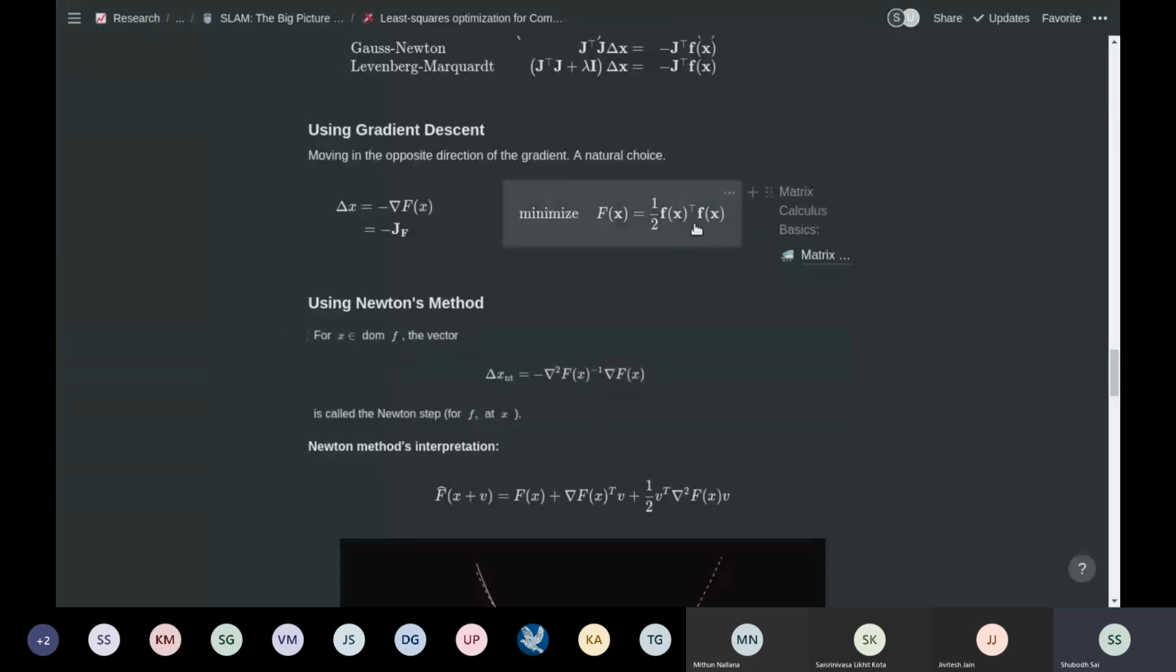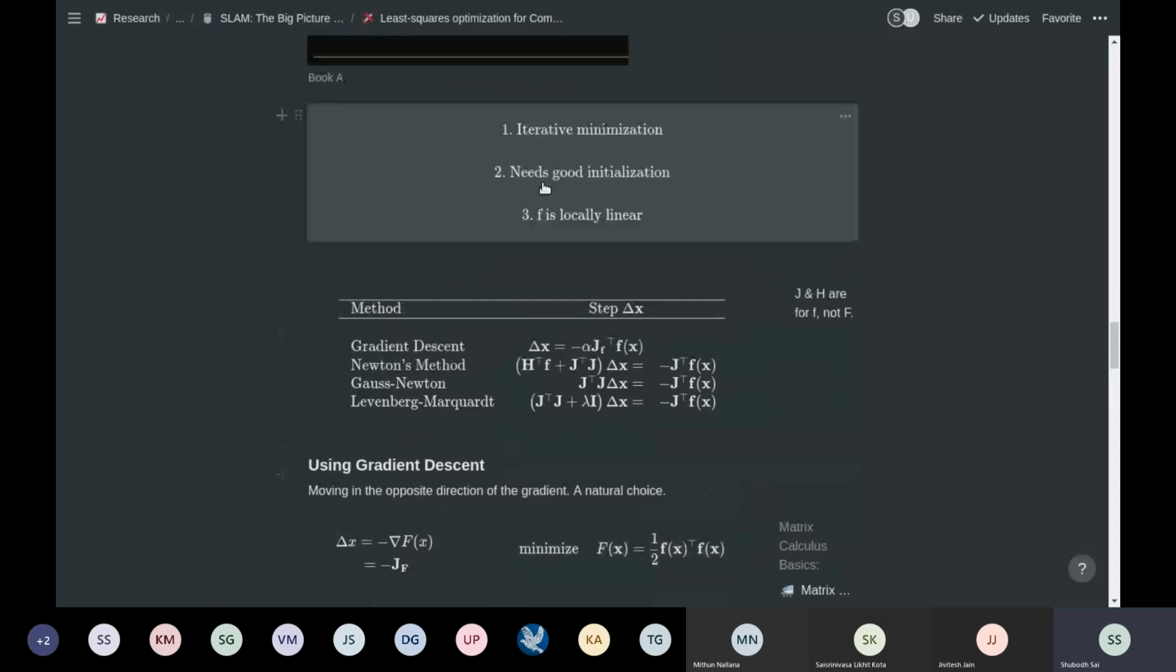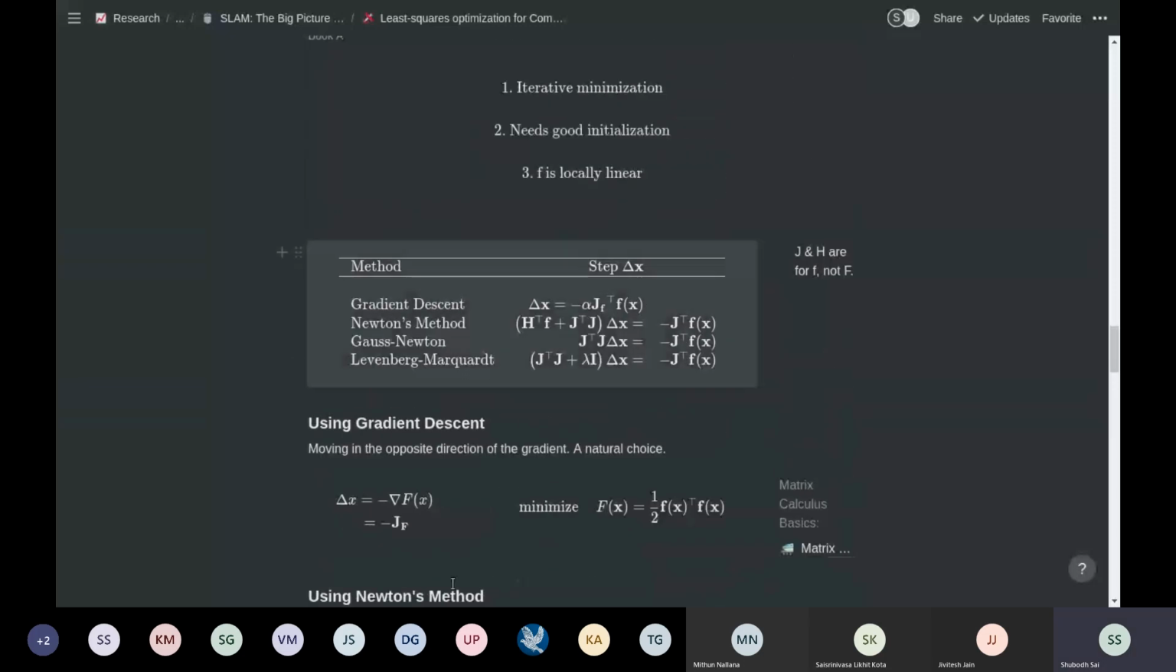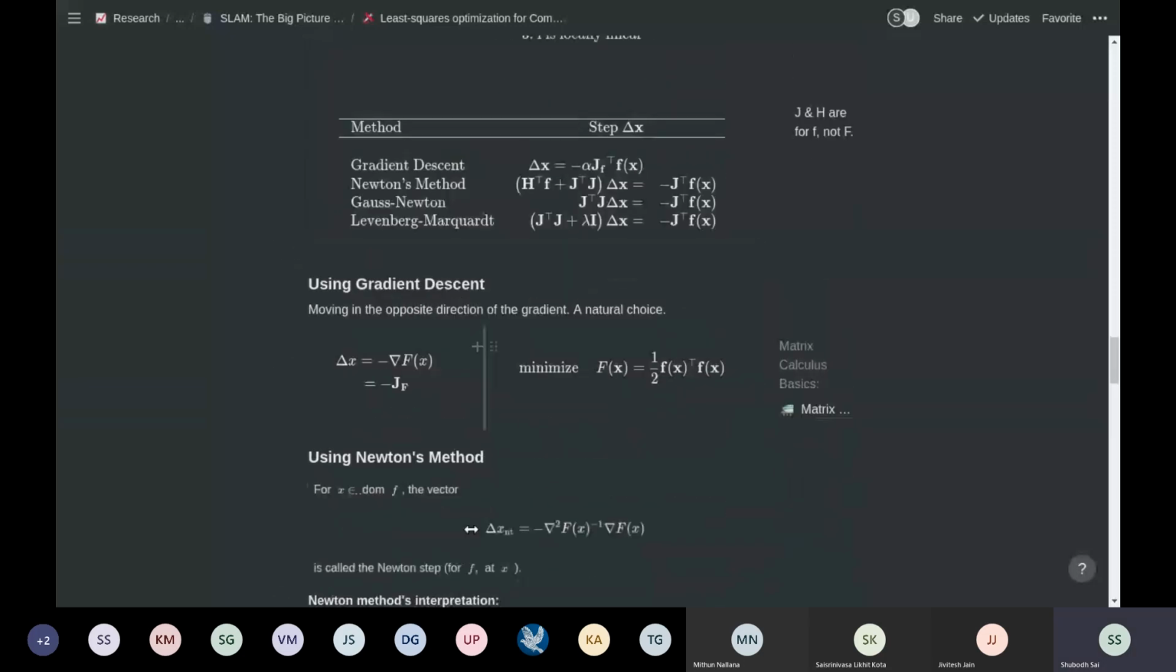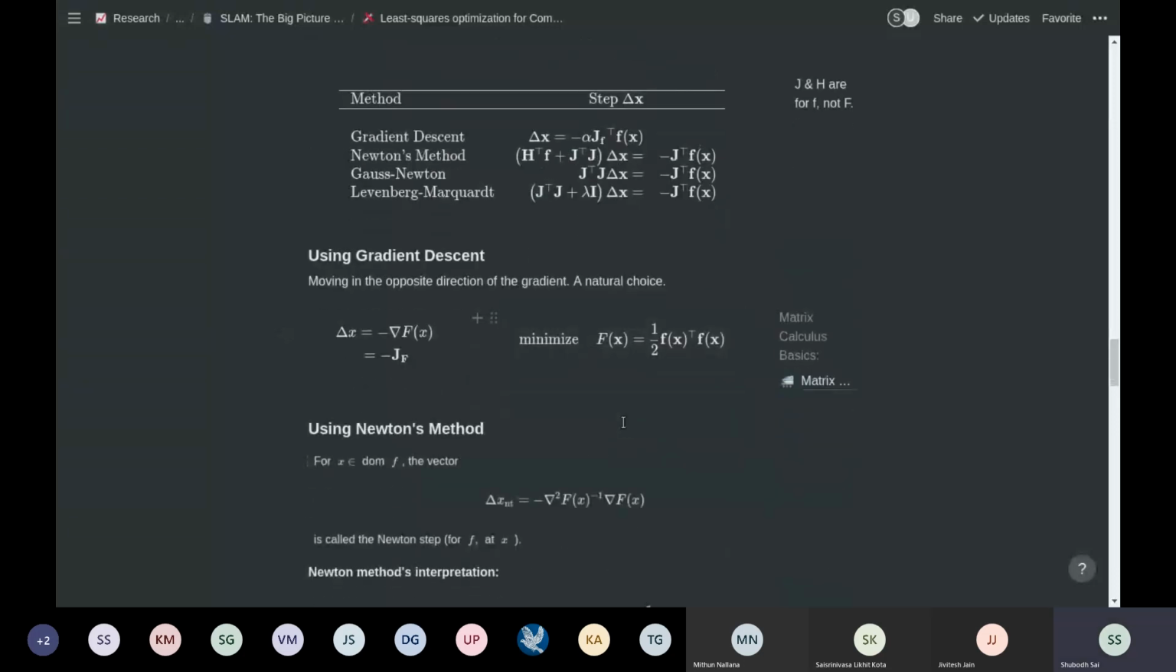All we know is that function, and we also know the current estimate. So these two points are very important: needs good initialization and f is locally linear. Both of these we are using in Newton's method. Since f is locally linear, your capital F of x is quadratic. I mean, capital F of x is not just quadratic. It's a special quadratic function where it's a product of two linear functions.